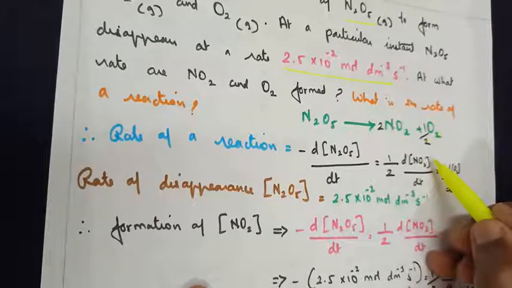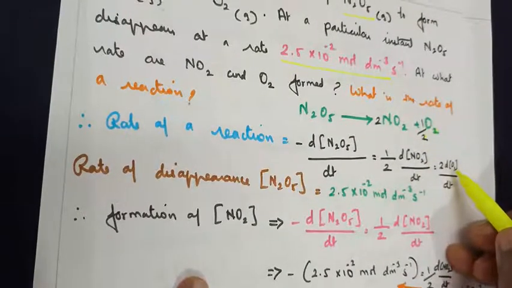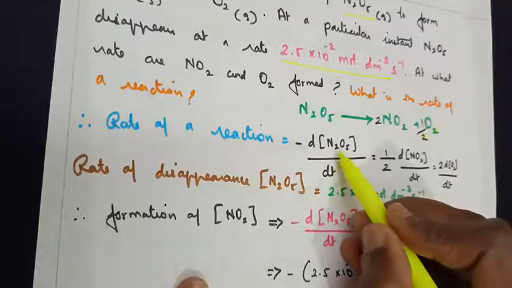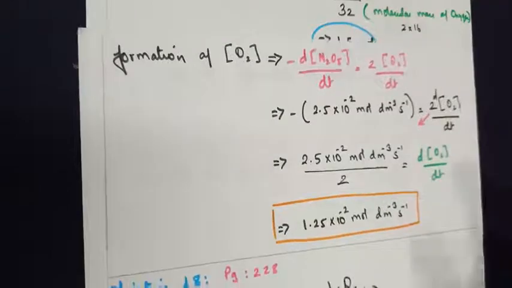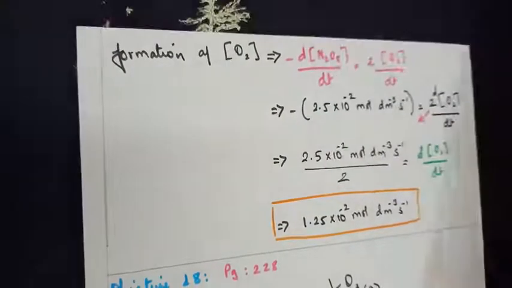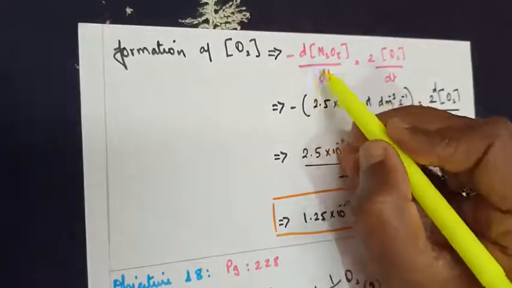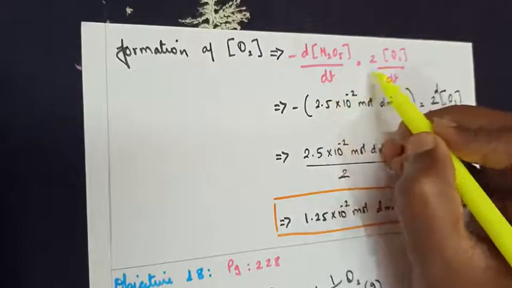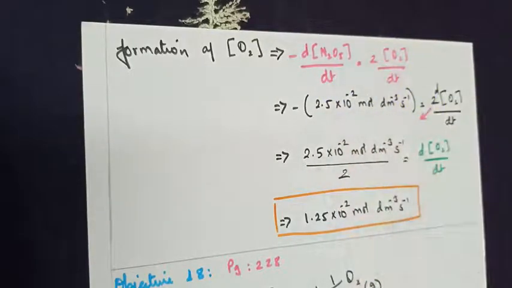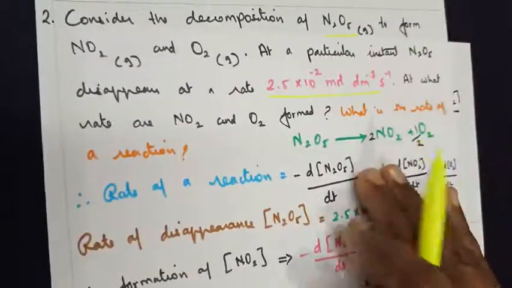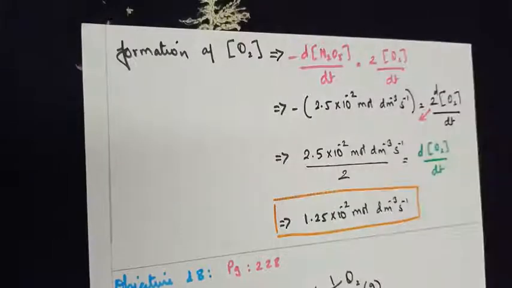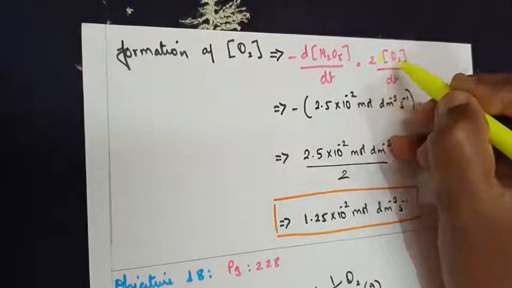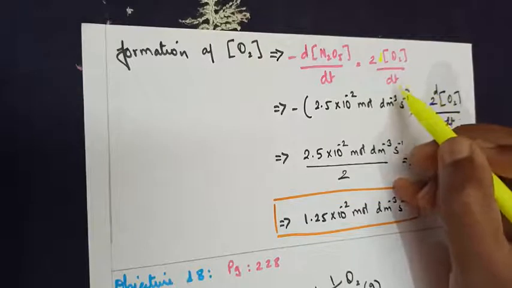Now we have calculated in terms of nitrogen dioxide. Now we have to calculate in terms of oxygen. So consider the N2O5 term and the O2 term. So that's what I have written. Minus d of N2O5 by dt is equal to, you understand the 2, how do we get it? That is 1 by 2; when we take the reciprocal we get 2 by 1, which is equal to 2. So 2 into d of concentration of oxygen by dt.